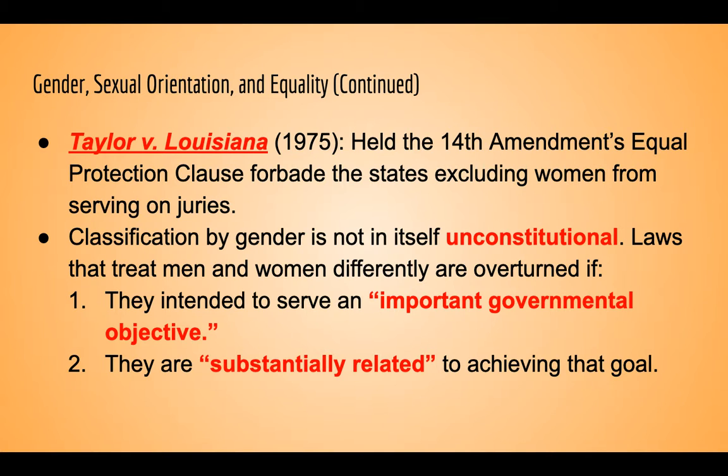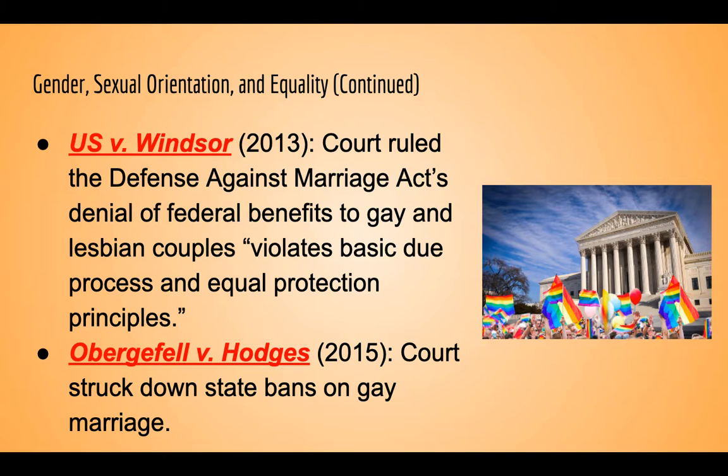So the thing to keep in mind, classification by gender is not in itself unconstitutional. The law can discriminate between men and women. But laws that treat men and women differently can be overturned if, one, they do not serve an important governmental objective, and two, they are not substantially related to achieving that goal. With that in mind, let's look at a couple of other related cases.